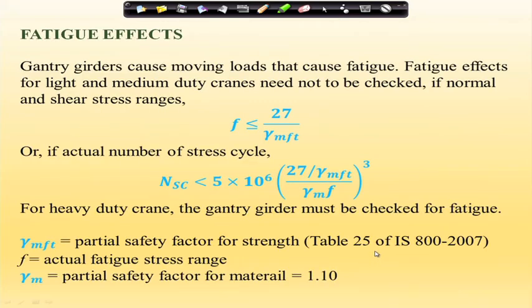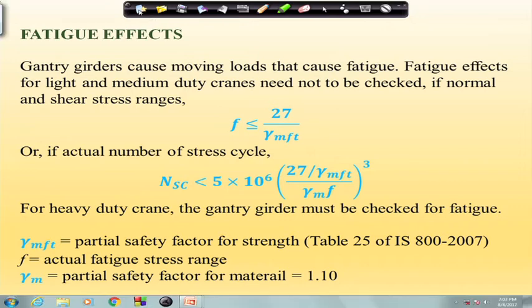Now, fatigue effects. Gantry girders carry moving loads, which cause fatigue. Fatigue effects for light and medium duty cranes need not be checked if the normal and shear stress range is following this, that is, f is less than or equal to 27 by gamma Ff t, where gamma Ff t is a partial safety factor for strength, and this gamma Ff t value can be obtained from Table 25 of IS 800:2007.